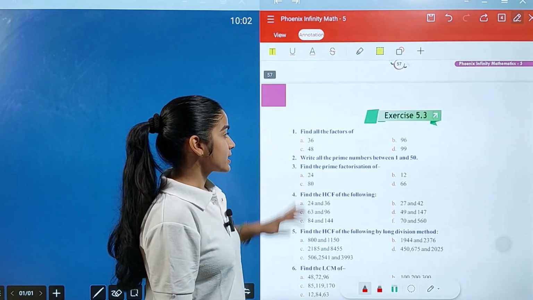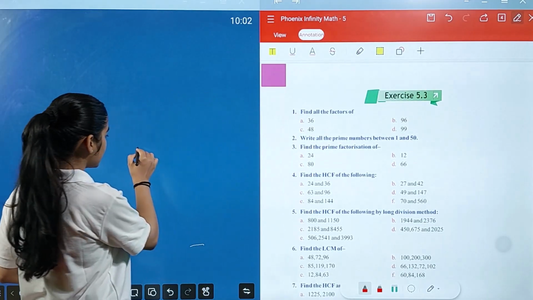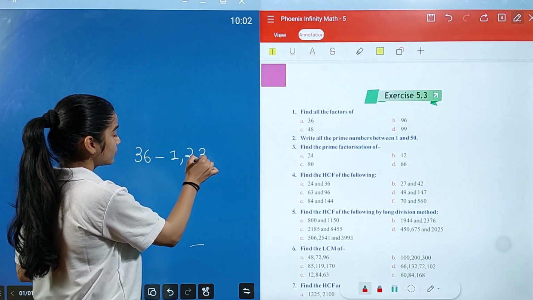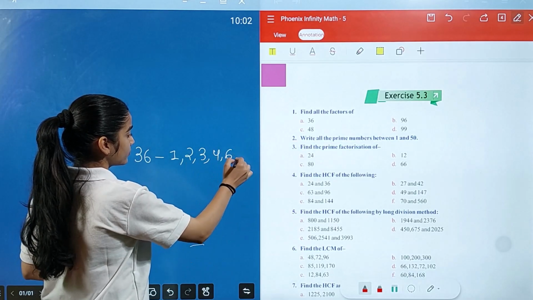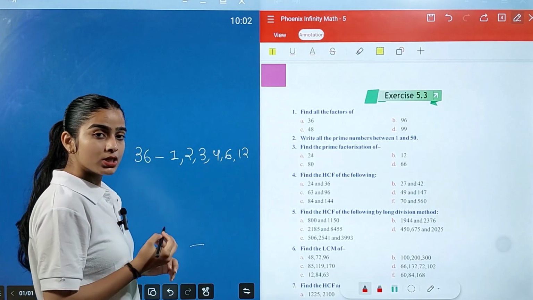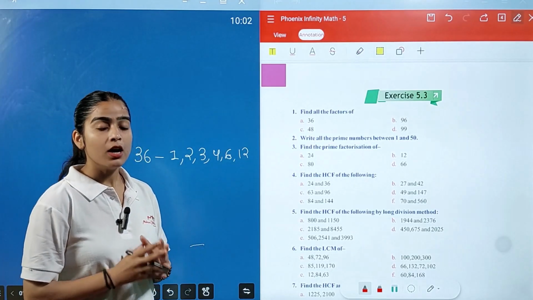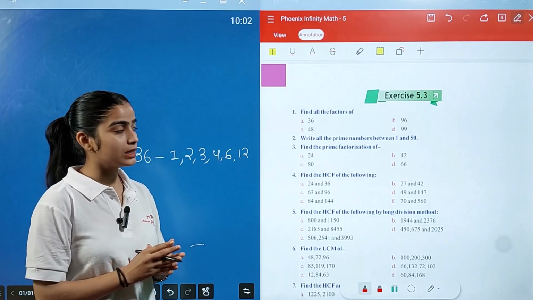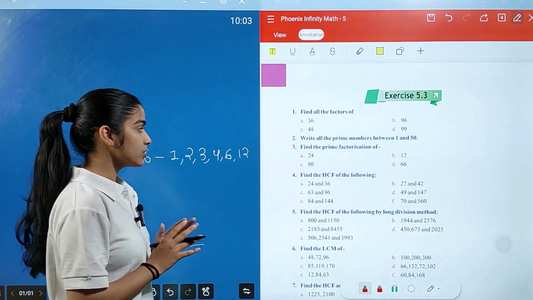Now we shift to our exercise 5.3. Find all the factors of 36. We can easily say the factors of 36 are 1, 2, 3, 4, 6 and 12. In the same way, you can find the factors of the rest of the parts in question number 1. Just keep in mind to take only those numbers which exactly divide your given number and leave no non-zero remainder.